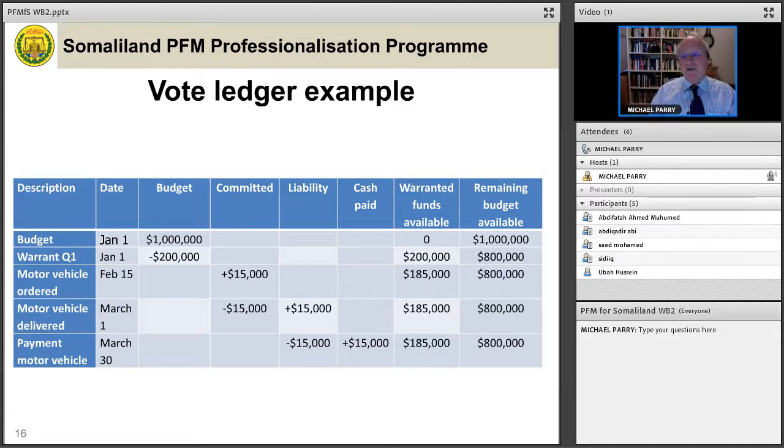And notice that at no stage do these change the warranted funds available or the remaining budget available. But what you've got is a complete record all the way through of that transaction, through the various stages of the expenditure, and you know how much money you've got available to spend on other things. Obviously, the vote ledger will be much more complex because you will have multiple items to go in it. But in concept, that is what a vote ledger is and how it works. It's a very simple, very effective way of managing your budget.